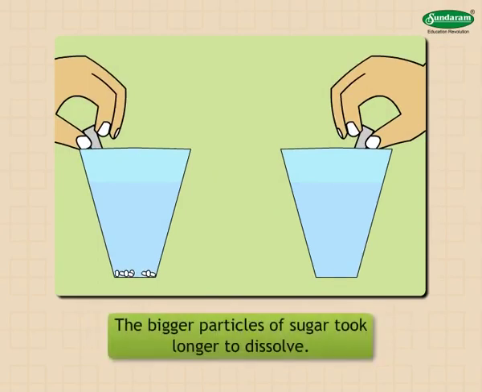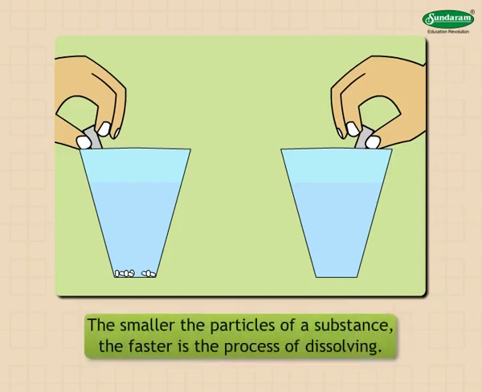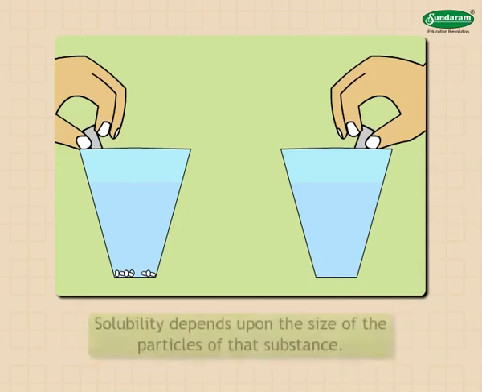The bigger particles of sugar took longer to dissolve. The smaller the particles of a substance, the faster is the process of dissolving. Solubility depends upon the size of the particles of that substance.